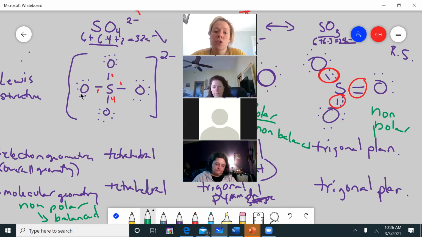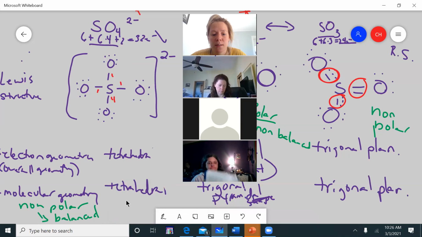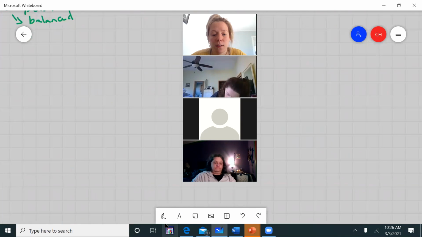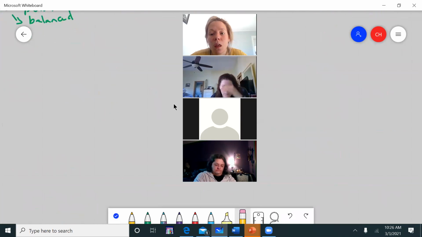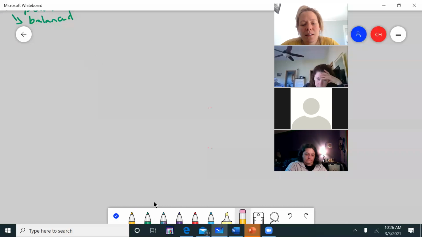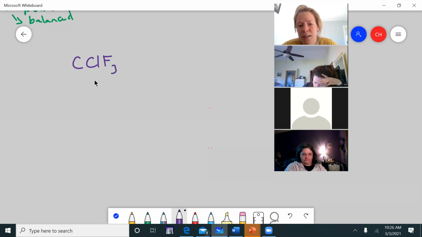There is one situation in your lab where we get a tetrahedral shape and it is actually polar. I'm going to just draw it out for you. So save this because it will be one of your homeworks. I think it's CClF3. I believe that this is what it is. If it's not this, it's CCl3F. Actually, I think that's what it is.